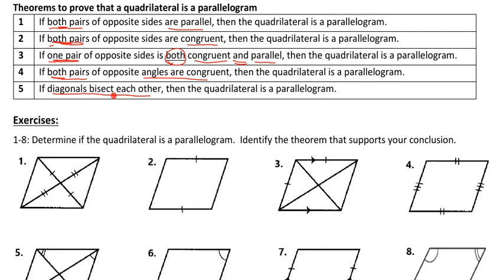If diagonals bisect each other, then the quadrilateral is a parallelogram. Therefore, because we have this information about the diagonals, we can conclude that this is a parallelogram because the diagonals bisect each other. So our answer would be yes. And then I have to identify the theorem that supports the conclusion, and it is theorem number 5.